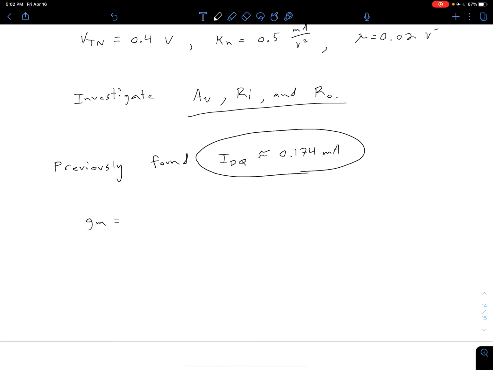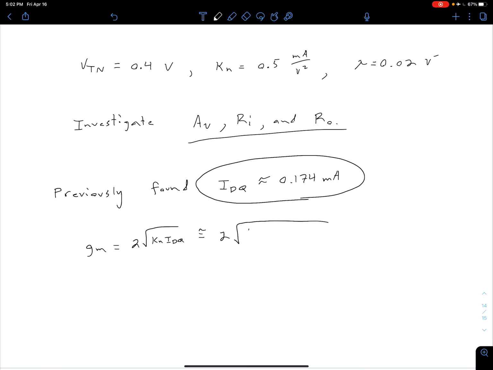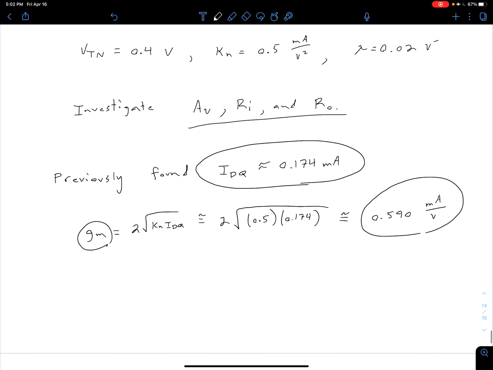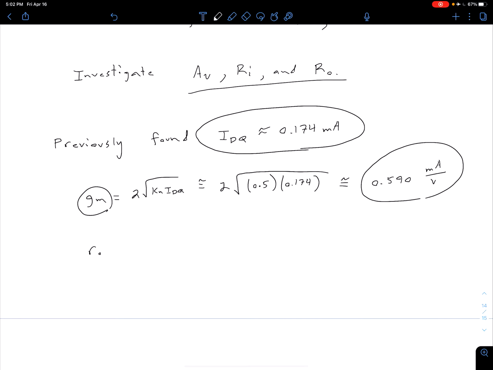So we know that our gm is equal to 2 times the square root of Kn times IDQ. So we plug in our values. We had that our Kn was given here in the problem statement as 0.5, and our IDQ we calculated to be approximately 0.174. If we plug all that in, we get that our gm is approximately equal to 0.590 milliamps per volt.